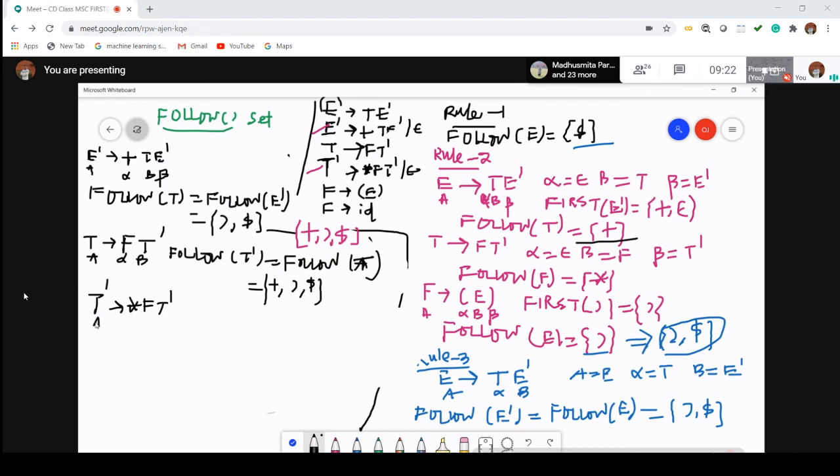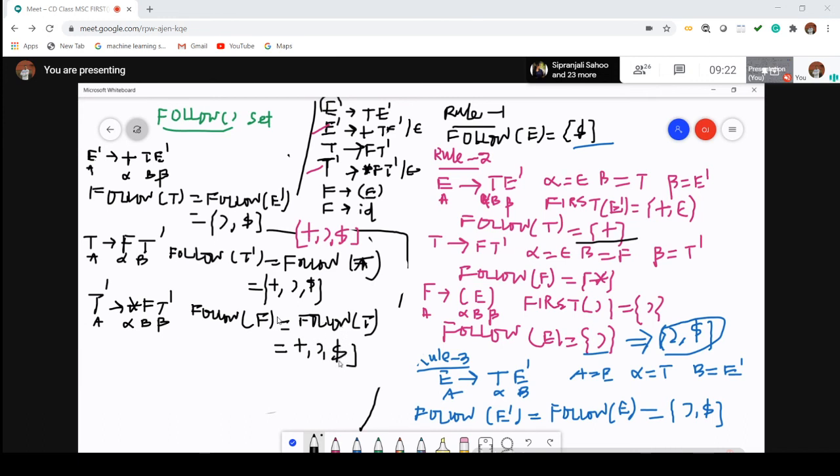Okay, so this value is equal to a, this value equal to alpha, this value equal to b, this value equal to beta. Okay, what is the rule? Follow of F equal to follow of T. So what is the value of follow of T? In the previous step we got follow of T equal to plus, right parenthesis and dollar. So it is nothing but plus, right parenthesis and dollar.